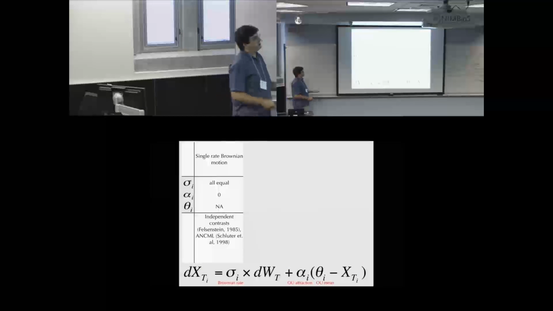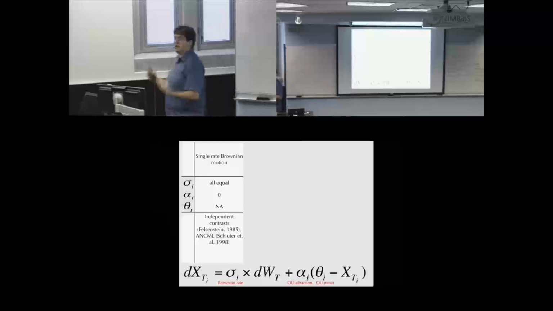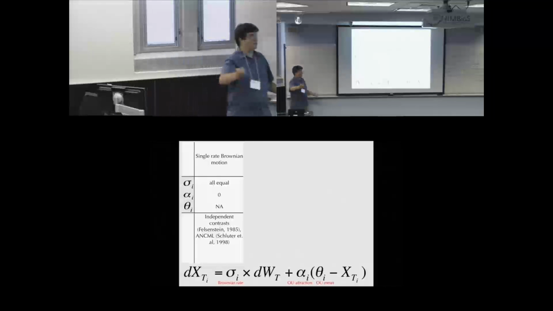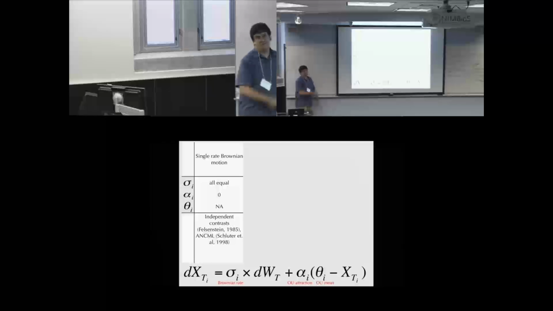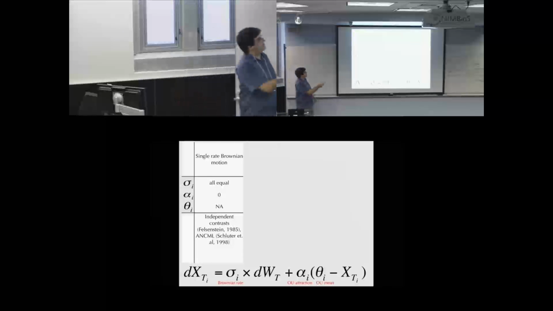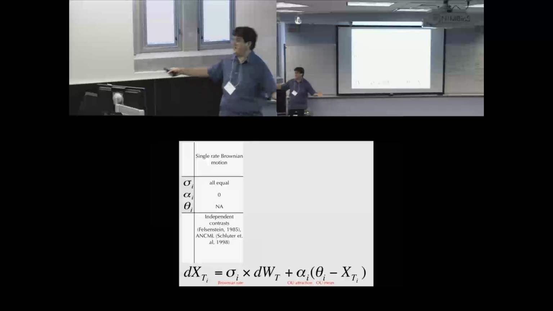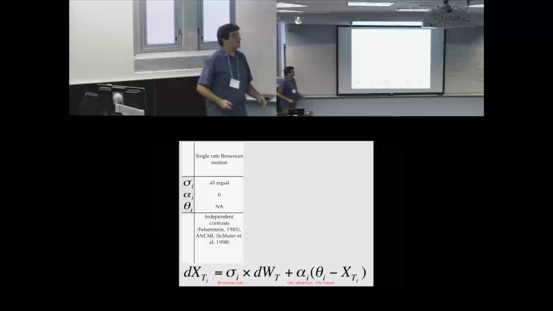So single rate Brownian motion has sigma all equal. So expected variance is just time times that rate, and that's constant across the whole tree. Alpha is effectively 0. You're not being pulled towards anything with Brownian motion, just wiggling freely, okay? And so theta doesn't matter. There's no pull towards anything. The kid has no leash. It doesn't matter where the parents are. It can go anywhere it wants to.